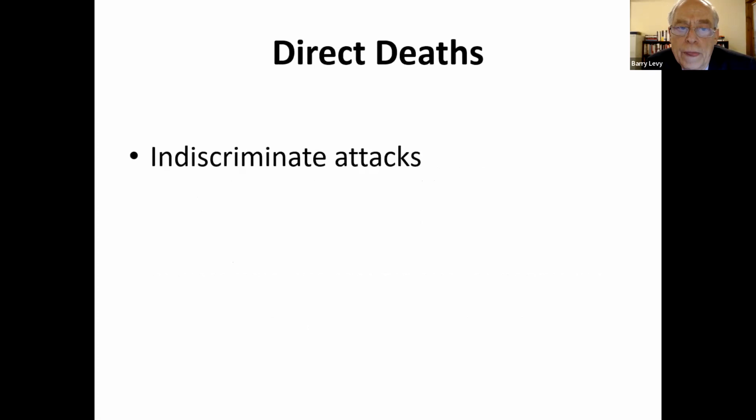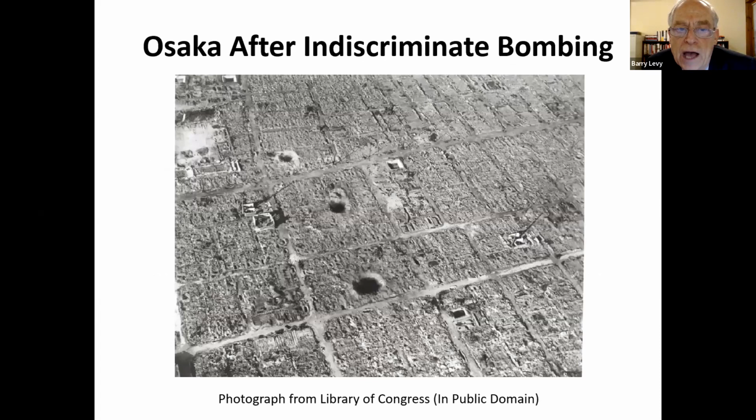At the start, I want to make a distinction between direct deaths and indirect deaths. Direct deaths occur as a result of indiscriminate attacks. This is a picture of Osaka after indiscriminate carpet bombing in World War II.